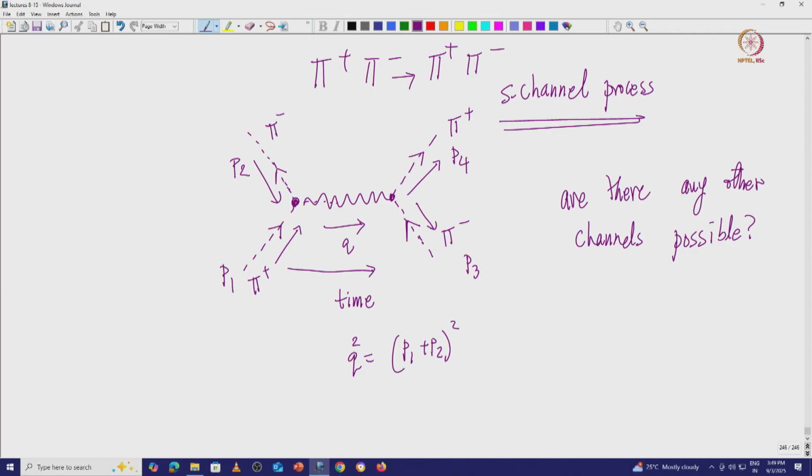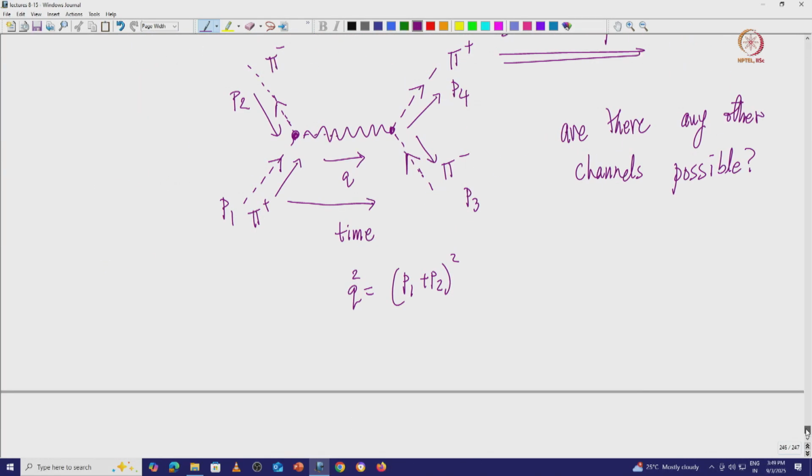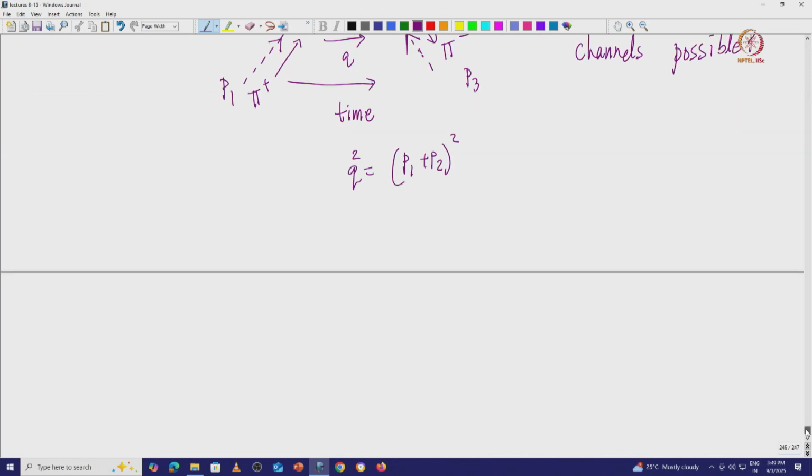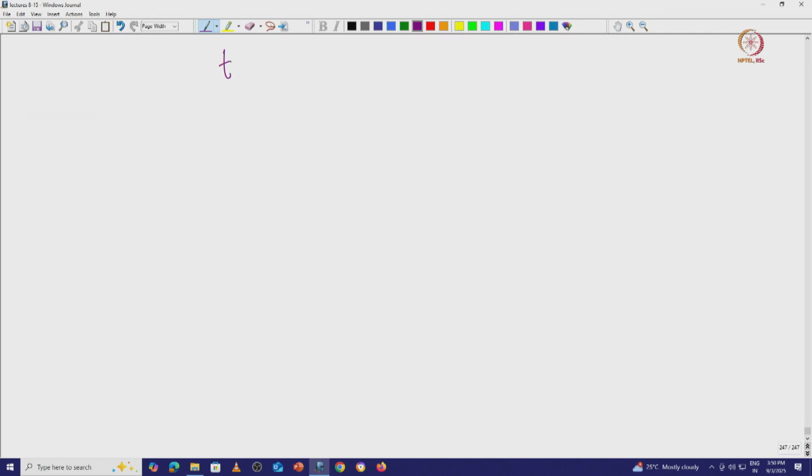I will give you a clue, or let me try to draw one particular diagram. So, this is an S channel diagram. So, the answer is yes. I have given you a couple of minutes to think about it. I hope you can think about it and say there is something called a T channel diagram.